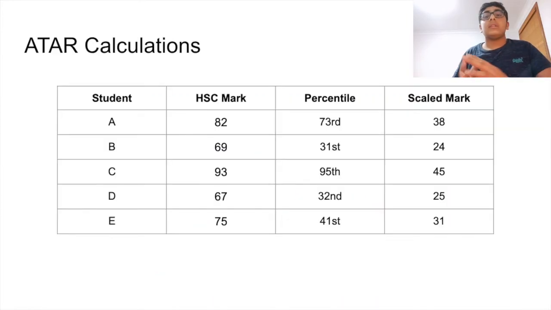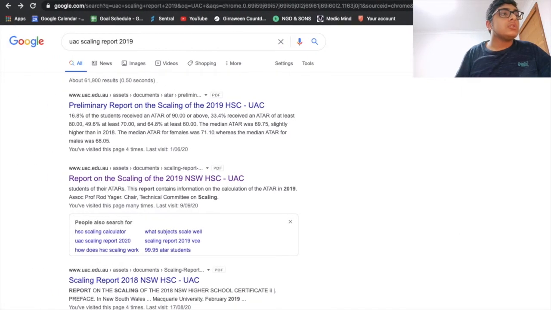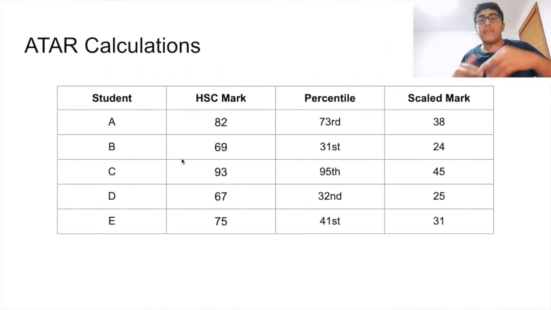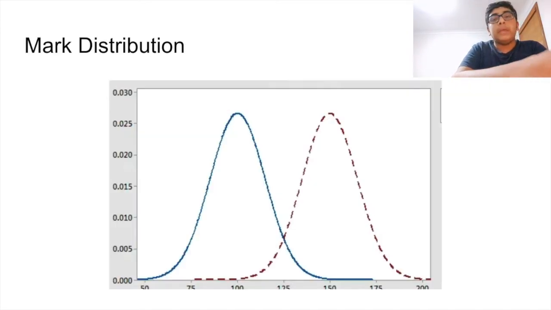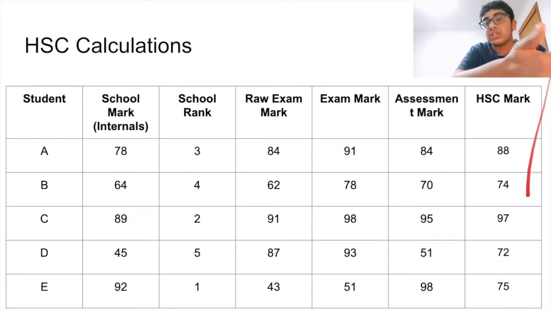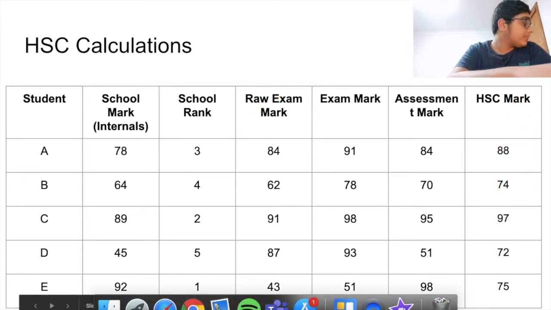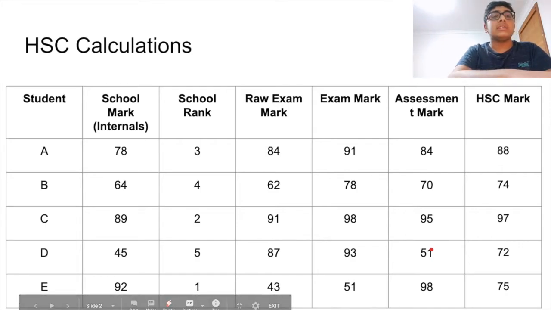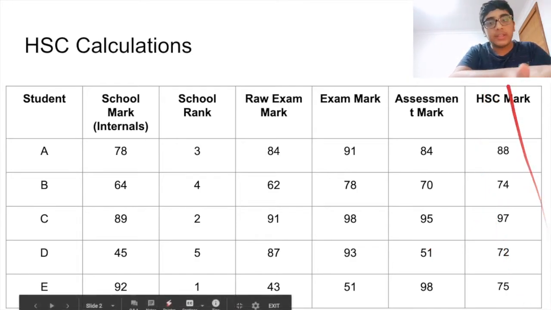Now, let's look at what UAC does. UAC is the Universities Admissions Centre, right? What they do is the process of scaling. UAC releases this every single year. Before that, we'll go back to what NESA sends to UAC. NESA, the people who calculate your HSC marks through moderation and alignment, actually send your HSC marks. That's the only thing they send to UAC.